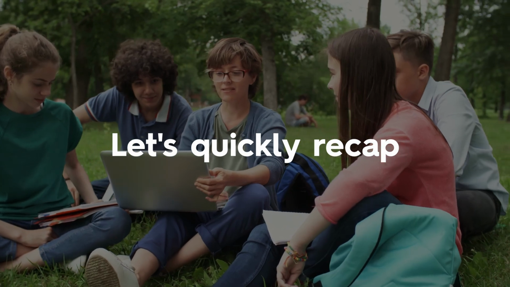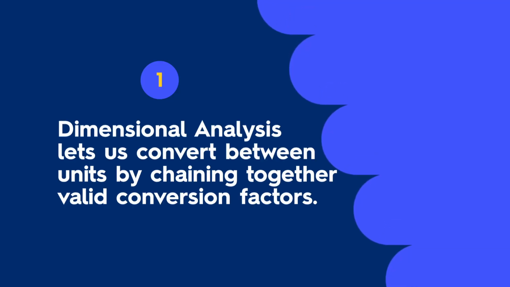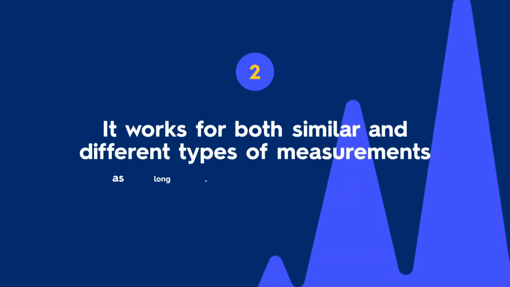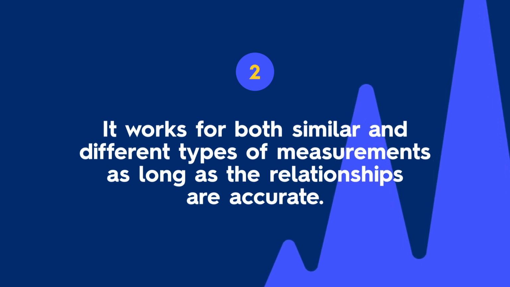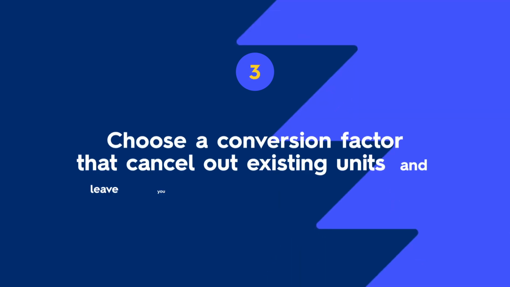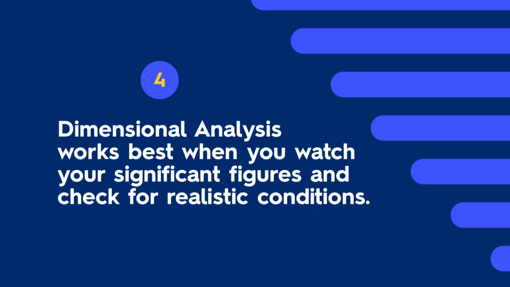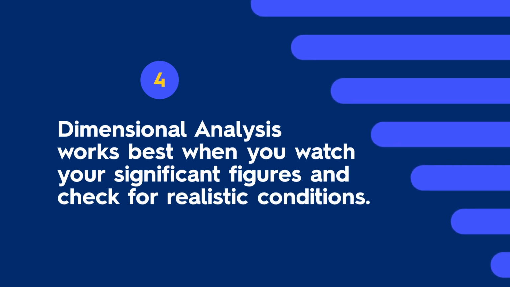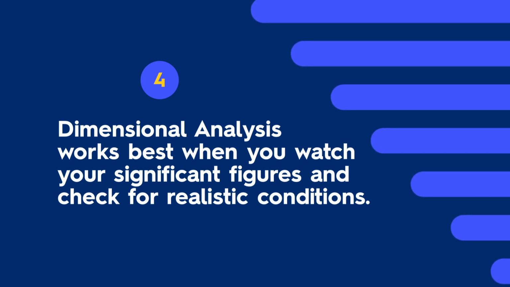Let's quickly recap. Dimensional analysis is a method that lets us convert between units by chaining together valid conversion factors. It works for both similar and different types of measurements as long as the relationships are accurate. The key is choosing conversion factors that cancel out existing units and leave you with the unit you want. And remember, this approach works best when you also watch your significant figures and check for realistic conditions, such as using appropriate densities and temperatures for the materials involved.